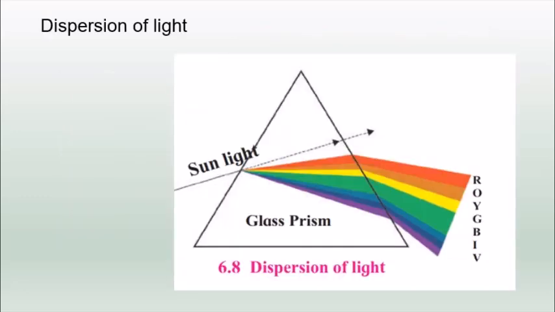So let us understand what dispersion of light is. Now, if you hold the plastic scale, which is there in your compass, in front of your eyes, and you see through it while moving it slowly, you will see that the light ray is divided into different colors. And these colors appear in the VIBGYOR pattern.